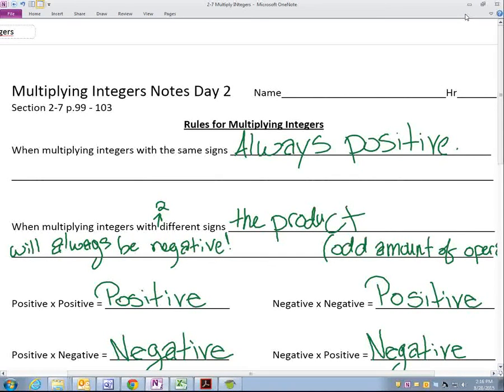So pretty much if there's two negatives or two positives, it's always going to be positive. So unless there's one negative and one positive, it's going to be a negative? Correct. If the number of negative operations is odd, the product is negative. So the two numbers have the same sign, an even number of negative signs. Yep.